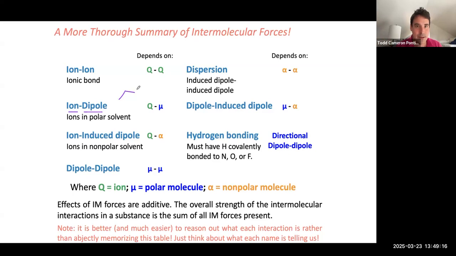So if you had an OH group, that hydrogen has a partial positive charge. If it interacts with an ion, like Cl minus, that would be an ion-dipole interaction. Ion-induced dipole is when you put an ion next to a molecule and it changes the electron density. Again, you don't need to memorize this. Just think about what each of these names is saying.